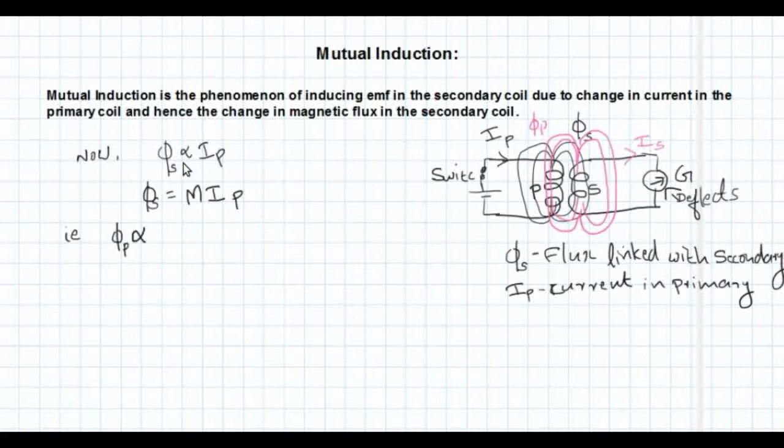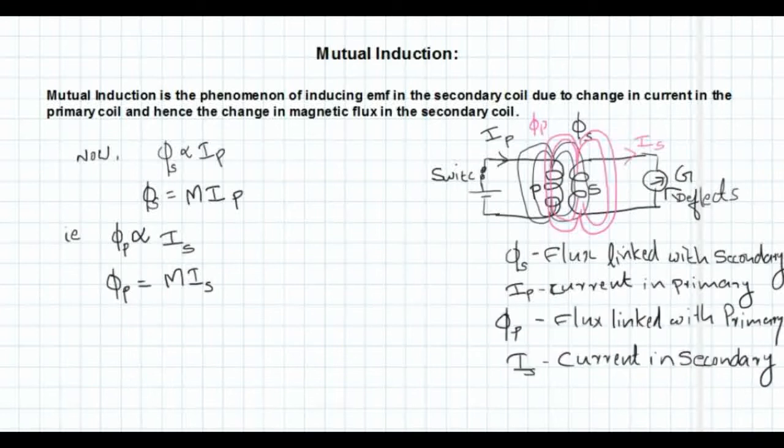Therefore, similar to the first equation, we can write what? Phi p is proportional to Is, or the magnetic flux linked with the primary is directly proportional to the current in the secondary, because it is because of the current in the secondary that there is a magnetic flux produced, and this magnetic flux is directly proportional to the induced current in the secondary. Therefore, now we may write phi p is equal to a constant M into Is, where phi p is the flux linked with the primary and Is is the induced current in the secondary.